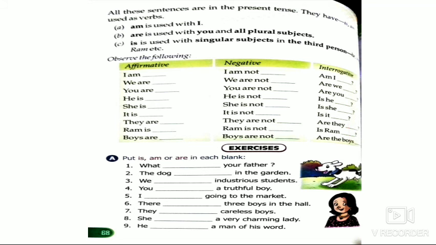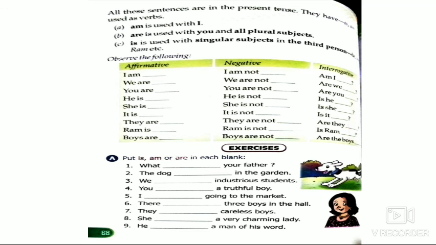With he, she, it, you will use is. Am is used with I. Are is used with plural words: we, you, they. In those kind of words, you will use the word are, since are is plural.